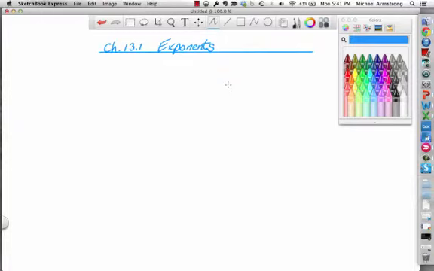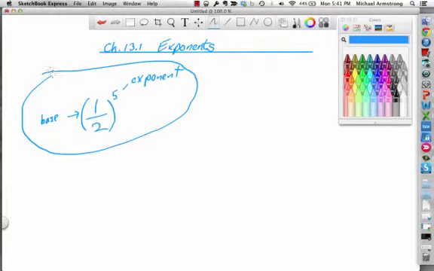Okay, chapter 13 is on exponents and scientific notation, and 13.1 is just exponents, and we've got a couple of things to talk about. If we just put a number out here, even if it's a fraction like 1/2, this whole number here is the base. And if we have an exponent, we put that as a little number up here. It's called the exponent. And a power is what all of this is. This whole thing is a power.